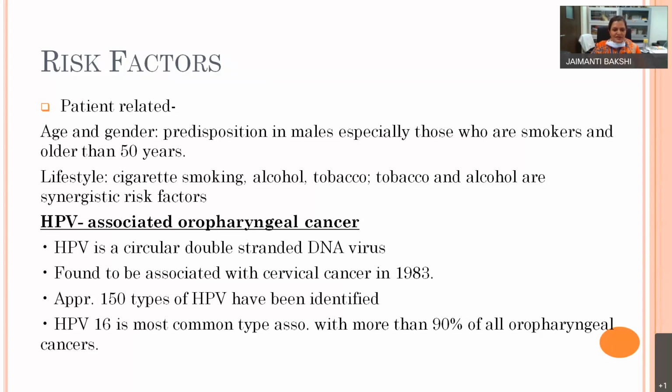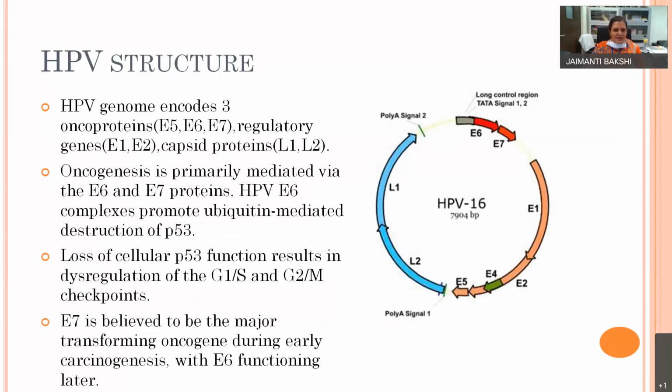Approximately 150 types of HPV have been identified, and HPV-16 is the most common type, associated with more than 90% of oropharyngeal cancers. So this is the genome of human papillomavirus, the HPV-16 genome, and here we can see the various oncoproteins and various genes which code for this virus.